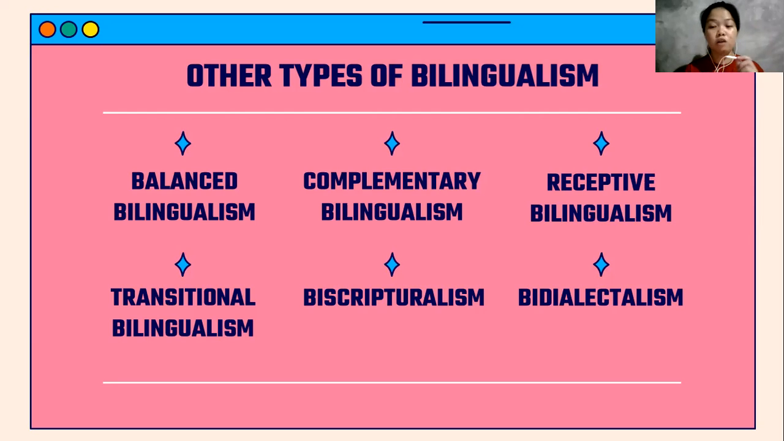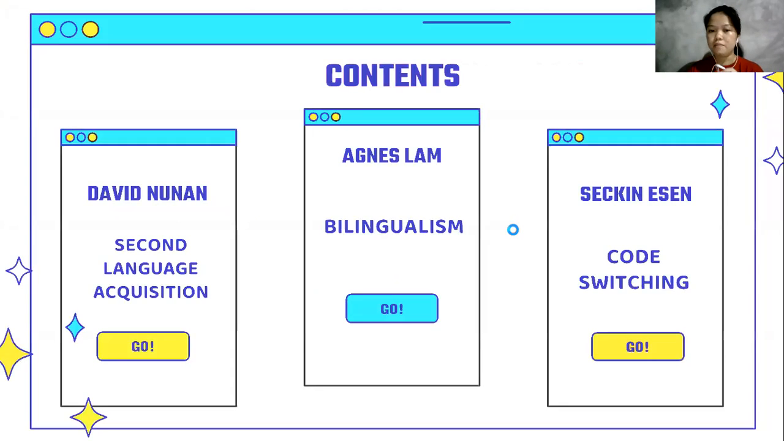Next, we also have bidialectalism. By the term itself, it's self-explanatory: it means that you're able to speak two dialects. It's a common thing here in the Philippines when you can speak Hiligaynon, or the Maguindanao language, or Bisaya, or Tagalog, or Bicolano. So those are considered bidialectalism. So I think that ends our topic for bilingualism.